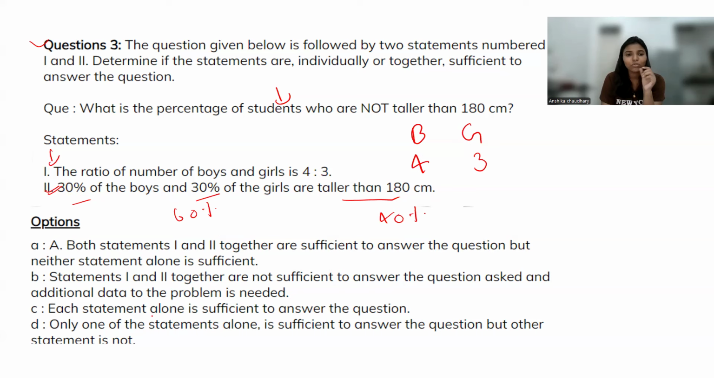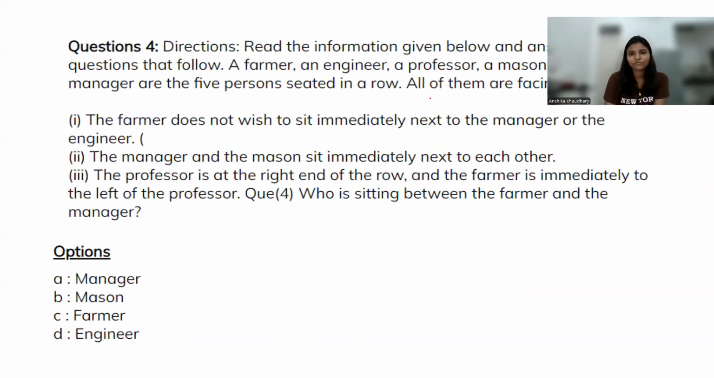So the answer will be that one of the statements alone is sufficient to answer the question, but the other statement is not. Yes, the first statement is not able to answer the question. Statement 2 only is able to answer the question. So option D will be the correct answer for this question. I hope you got it. Right. So let's move on to the next question.